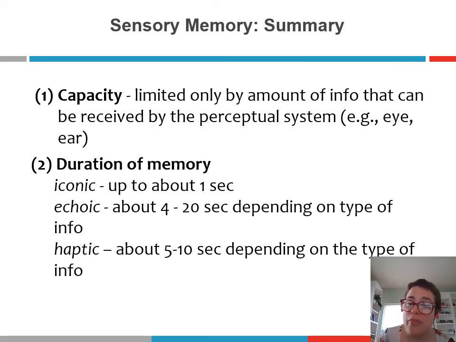So there are other theories of short-term memory that attempt to address these issues. But for now, just know that research seems to suggest that iconic sensory memory has the shortest duration, whereas echoic sensory memory has the longest duration, and haptic sensory memory is somewhere in between.